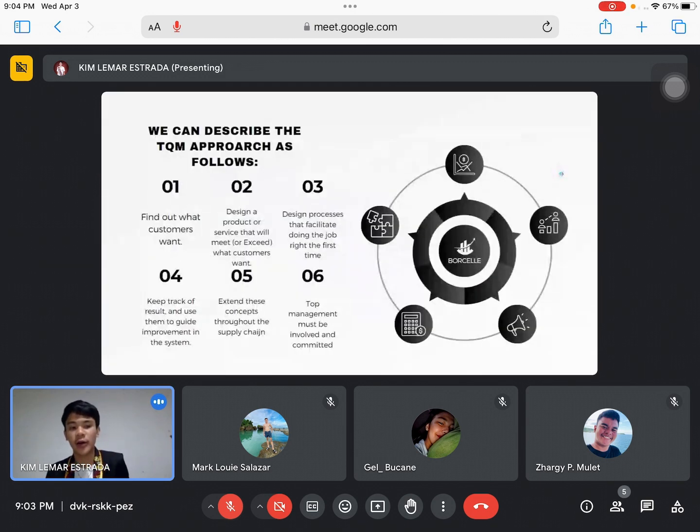We can describe the total quality management or TQM approach as follows. First, find out what customers want. Second, design a product or service that will meet or exceed what customers want. Third, design processes that facilitate doing the job right the first time. Fourth, keep track of results and use them to guide improvement in the system. Fifth, extend these concepts throughout the supply chain. And lastly, top management must be involved and committed.